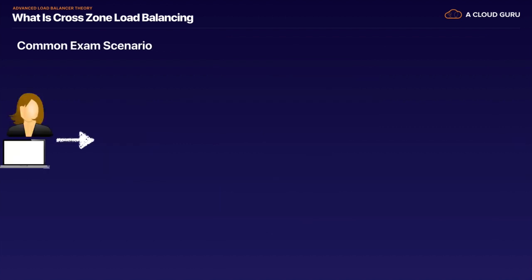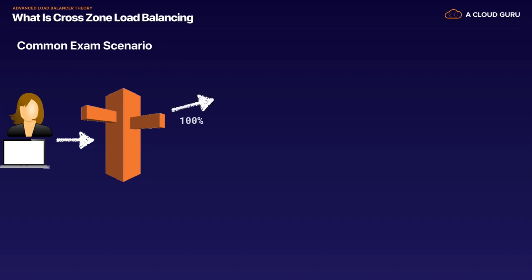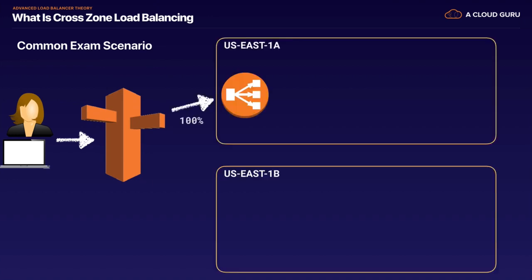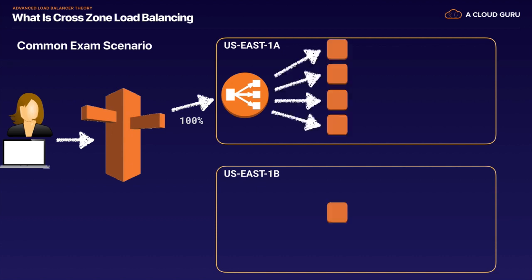So a common exam scenario will be you've got a user, they're using Route 53, 100% of the traffic's being sent to a load balancer in US East 1A, and that load balancer is sending that traffic on to its 4 instances, which are in the same availability zone as it, and then you log into US East 1B and you notice that this EC2 instance is not getting any traffic at all. What should you do?